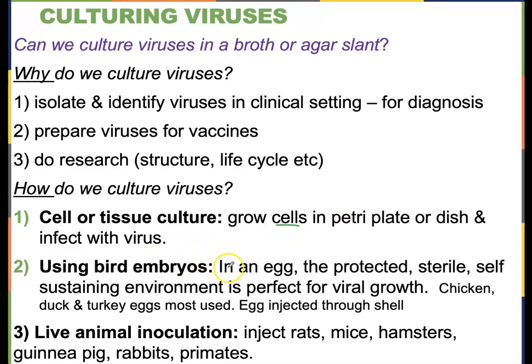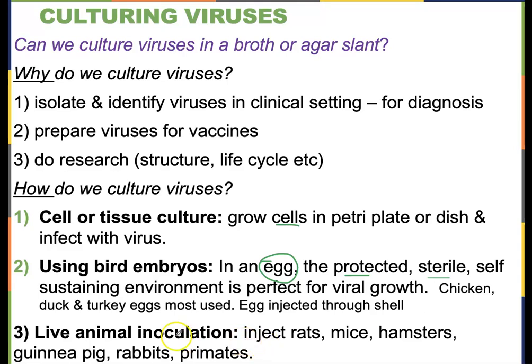You can use bird embryos, in other words, eggs. Eggs are perfect for the viruses that infect birds, and the flu is one of those viruses. So all of our flu viruses are grown inside of eggs. Eggs are great because they're protected, they're sterile, they're in a self-sustaining environment, perfect for viral growth. Chicken, duck, and turkey eggs are most used, and the egg is injected through the shell with the virus.